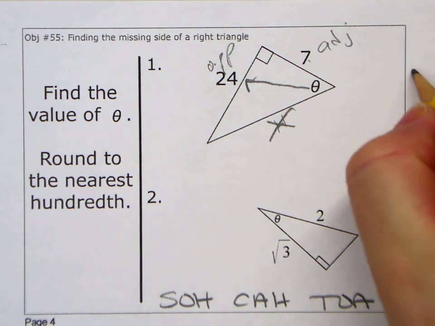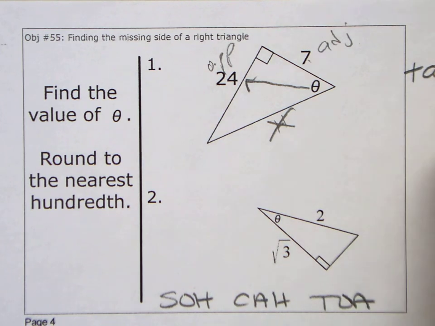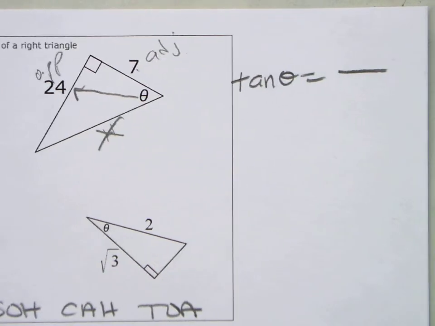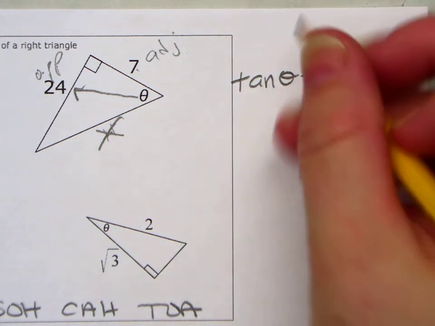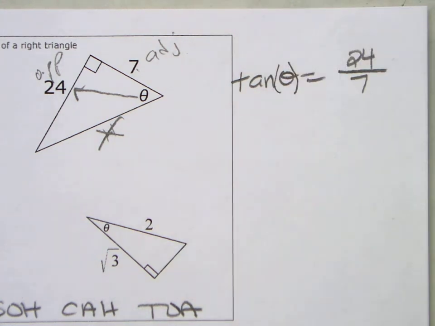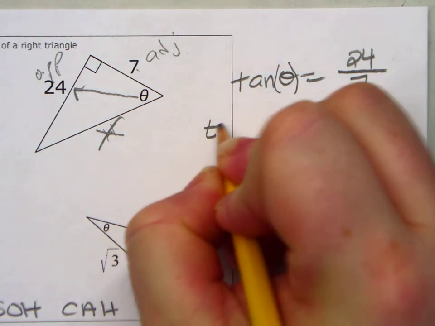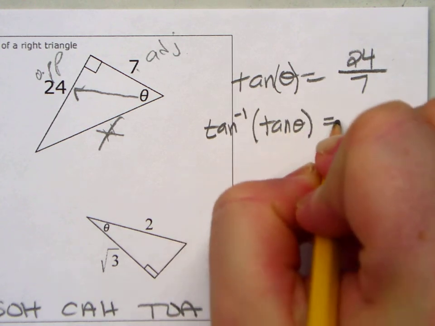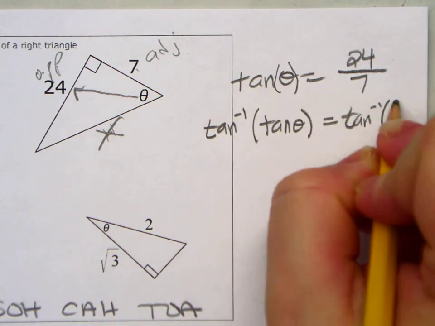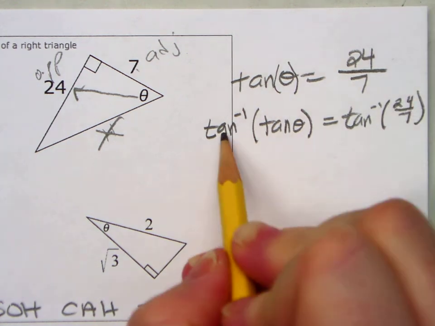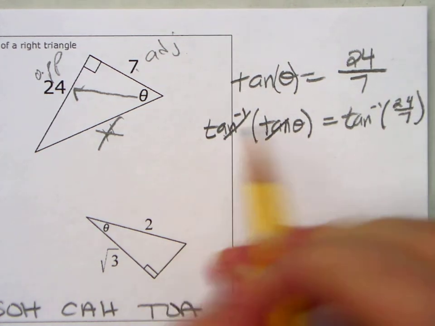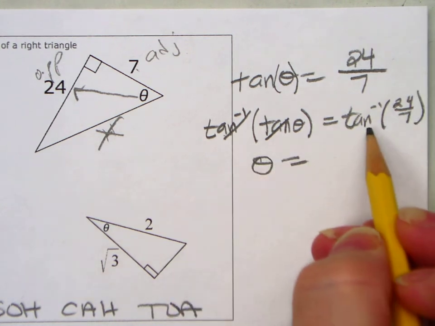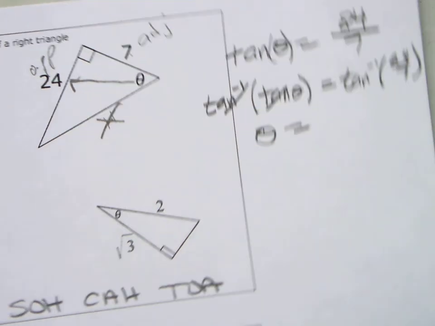So tan of theta equals, what goes on top? Opposite over adjacent. Technically, what we're doing is using the inverse. Imagine there are really parentheses there. The inverse of tan is tan minus 1. So we're really doing tan minus 1 of both sides. Tan minus 1 and tan are inverses. They cancel each other out. So you get theta equals tan minus 1 of 24 over 7.